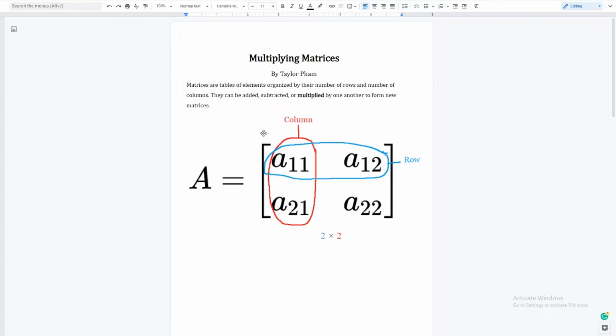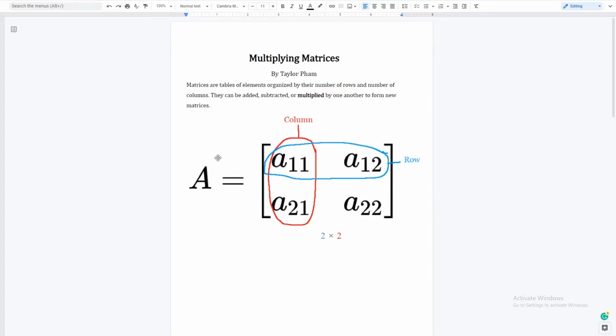In this video, I'll be going over how to multiply matrices. So what are matrices? They're tables that can be organized by their rows and columns, and you can use the operations addition or subtraction or multiplication between them to form new matrices.